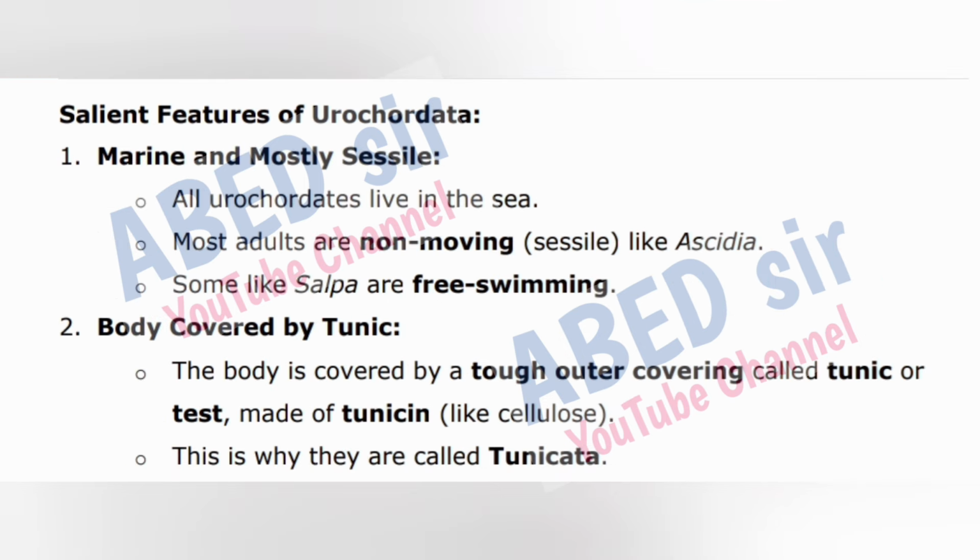Salient features of Urochordata. 1. Marine and mostly sessile. All urochordates live in the sea.